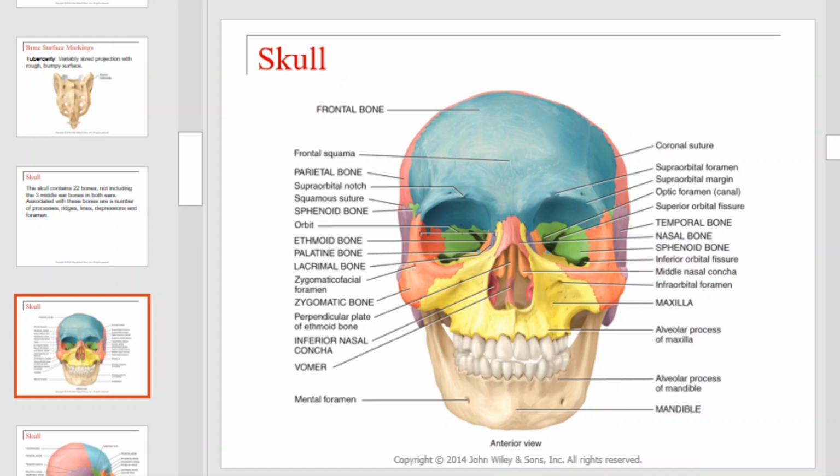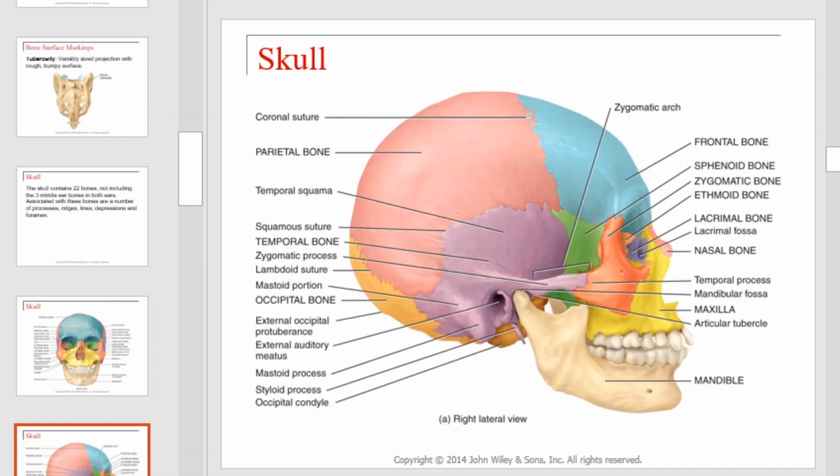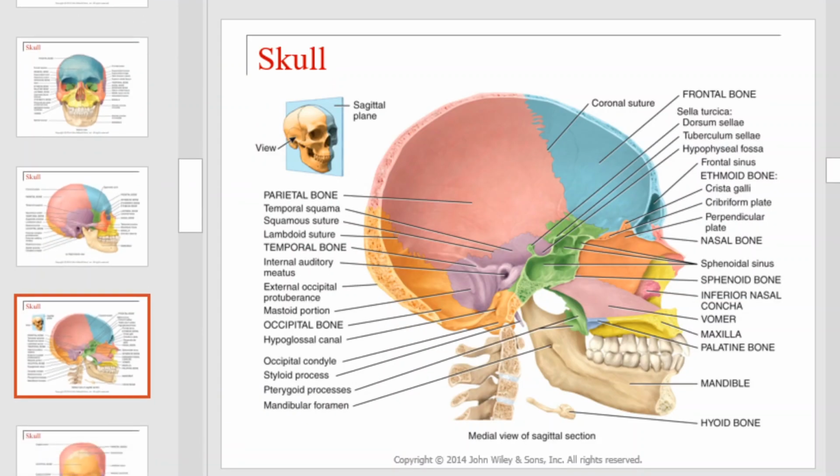This is the anterior view of the skull. This is the right lateral view. You'll notice many of the same bones are labeled. This is simply meant to give you a different view or perspective. Again, practice naming the bones. This is the mid-sagittal view.